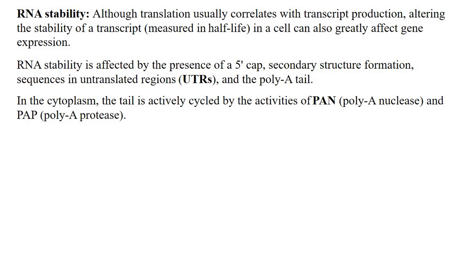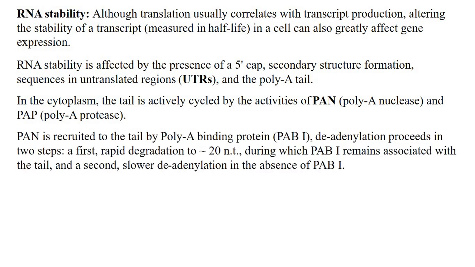Once in the cytoplasm, the poly A tail is actively degraded by the activities of poly A nucleases called PAN and PAP, poly A proteases. So PAN is recruited to the tail by the poly A binding protein, PAB1, and they start a deadenylation procedure. This deadenylation process happens in 2 steps. First, when the PAB is bound along with PAN to the tail, it will degrade about 20 nucleotides. Remember, the tail is about 200 to 250 nucleotides long. So the 20 nucleotides are rapidly degraded by association with PAB1 and PAN.